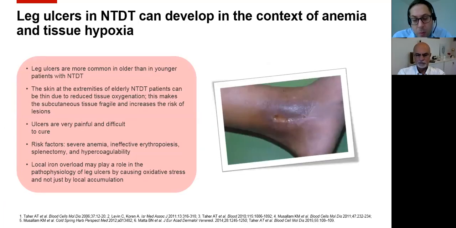Leg ulcers are also common in NTDT patients. That's why we always recommend during physical examination to inspect the whole skin, the whole integument of the patient. And they were also directly in most of our studies linked to the severity of the anemia and hypoxia. There is also a role for local iron overload and iron deposits. And these usually present a very clinically challenging scenario where management of the patient is not straightforward, and multiple rounds of multiple therapies are needed before these get healed to some sort of level of satisfaction to the patient.